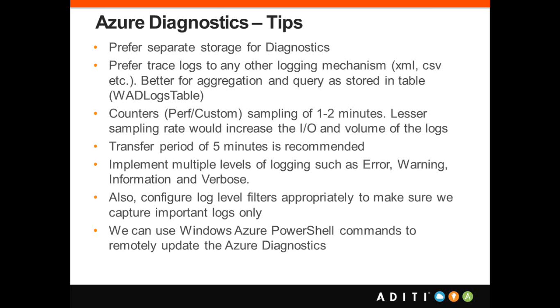Implement multiple levels of logging. Do not write everything as information or everything as error, or handle only errors. You might want to handle multiple levels like error, warning, information and verbose, and filter the information accordingly. To begin with, it is generally errors, and errors and warnings. If you want more details, you can change your logging filter to information or verbose to get more information.